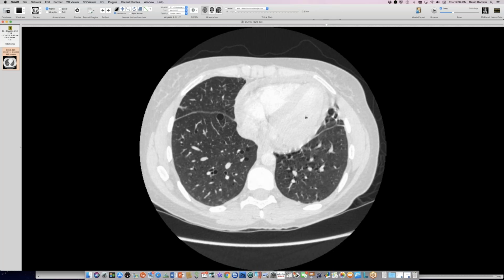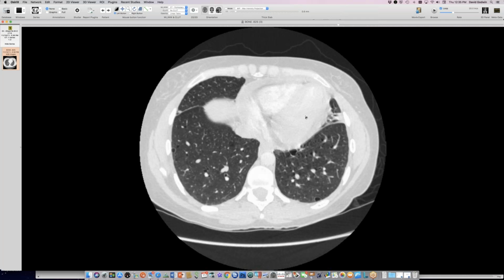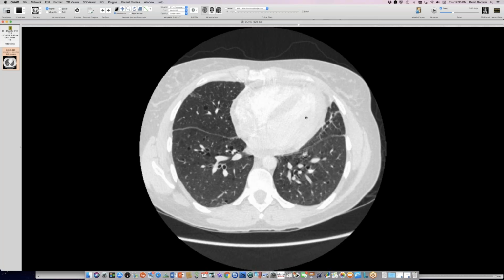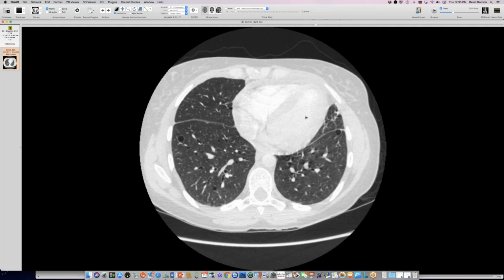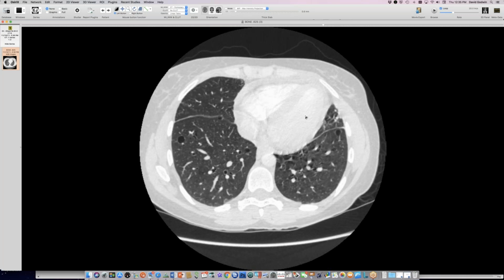LIP cysts tend to be worse in the bases, and hers end up being worse in the bases, unlike, say, Langerhans cell, which spares the bases to some degree. So this is probably all related to her autoimmune disease. Now, it's not a clean diagnosis of Sjogren's. It's some sort of overlap, and I'll ferret out the most sophisticated interpretation of the rheumatologic features. But this is cystic lung disease.